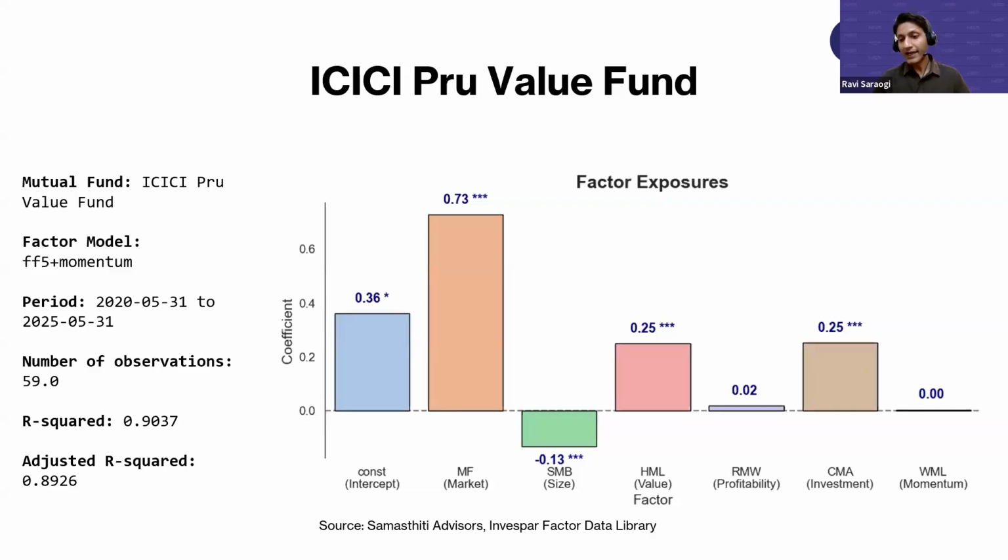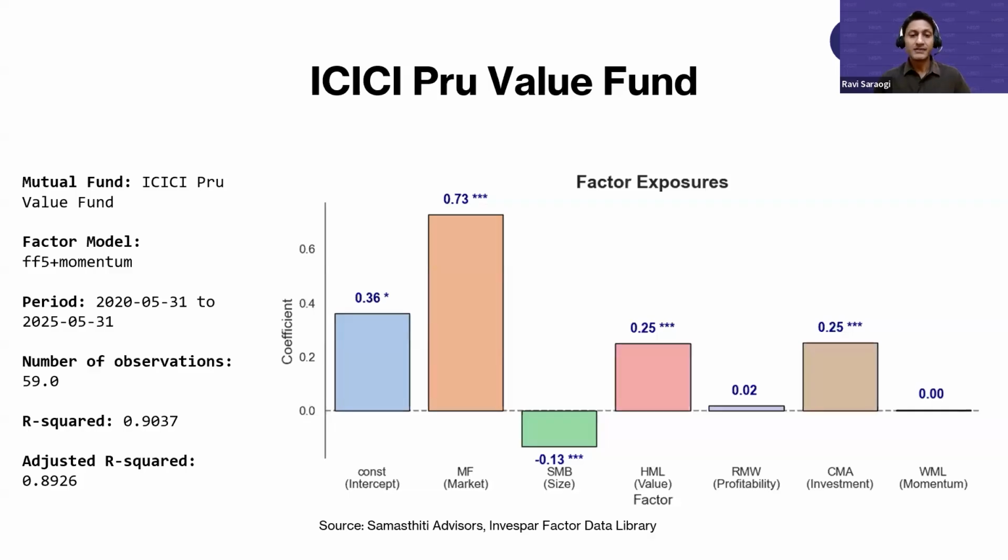Next, look at the HML factor, which is the value factor. And this is where things get really, really interesting. The exposure is plus 0.25 and statistically significant. We have 3 stars, indicating that the fund has a very, very clear tilt towards value stocks, which aligns perfectly with its label as being a value-oriented fund. So this fund has a significant loading on the value factor, which is statistically very, very significant. Which is exactly what we would expect in a fund which calls itself a value fund.